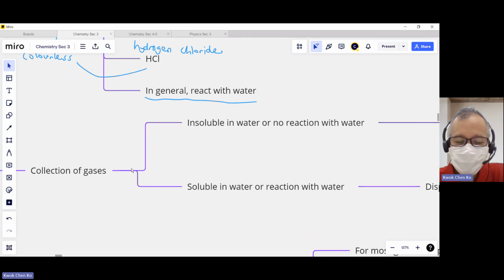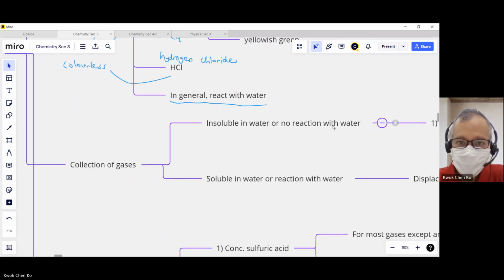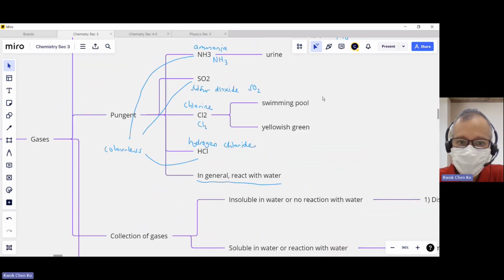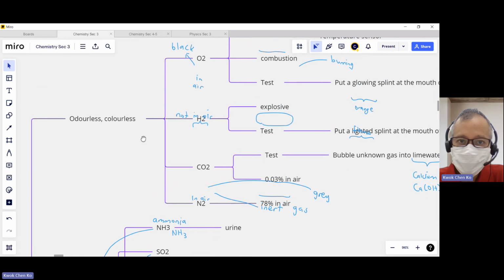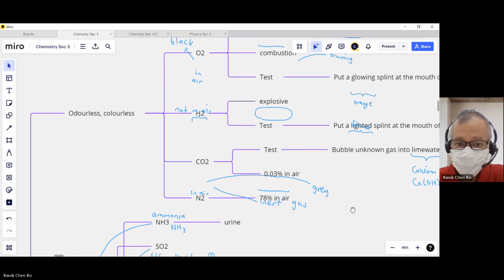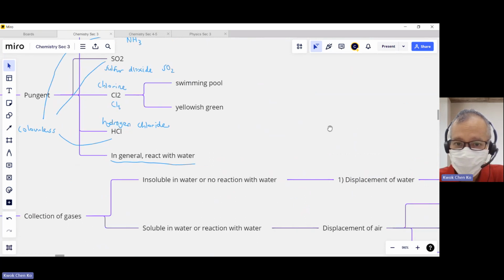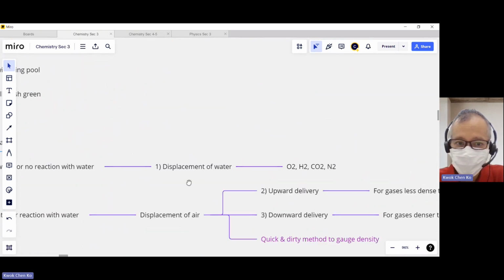Now, before we look at the methods, you have to first understand what gas you are collecting. Now, if your gas is insoluble in water or there's no reaction in water, now this is an important parameter to be aware of. So essentially, you're referring to your odorless gases. 1, 2, 3, 4. These gases do not react with water. Okay, so you can collect them by this method called displacement of water.